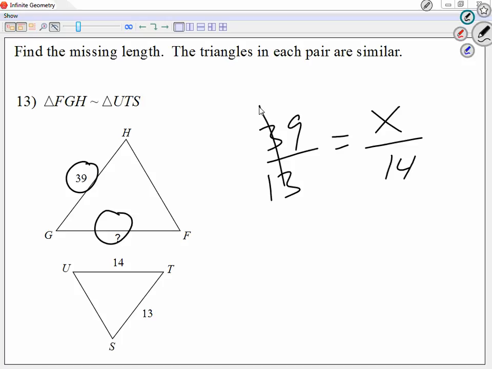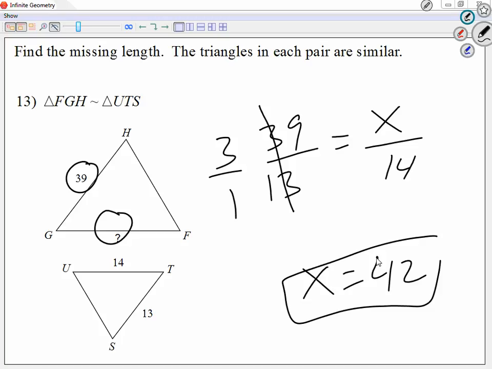I'm going to simplify 39 over 13 as 3 over 1. What's x? Six. 42.